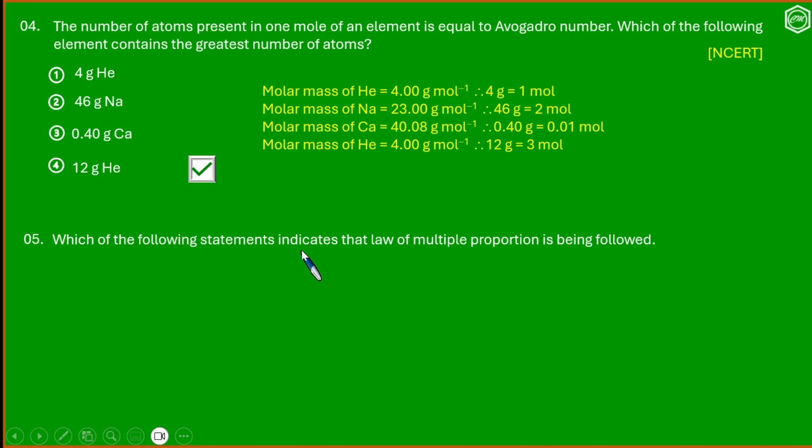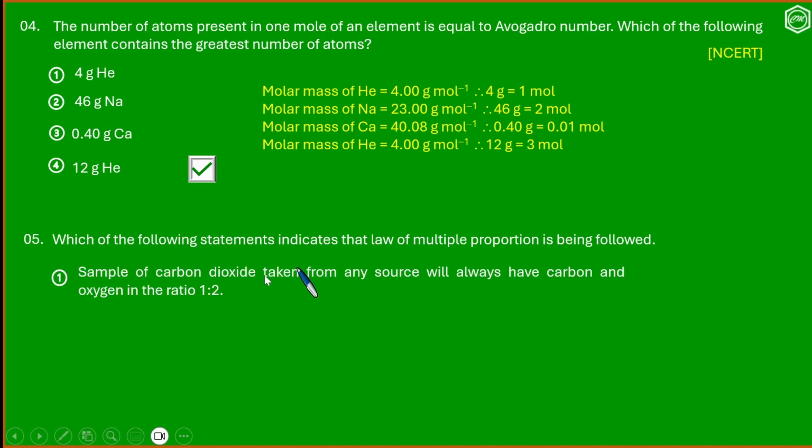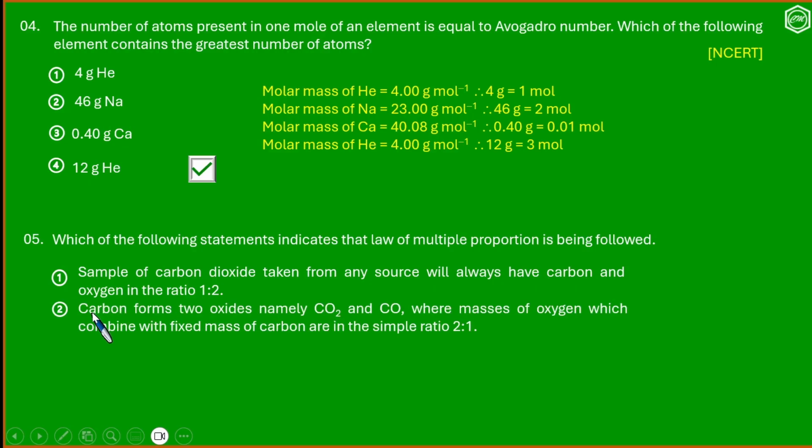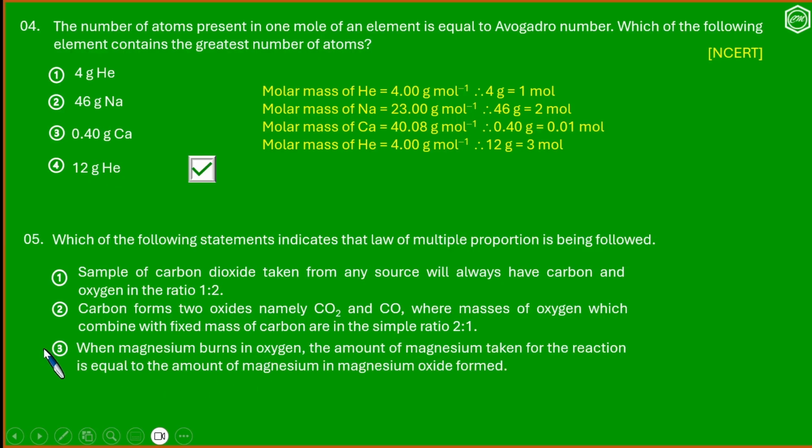Which of the following statements indicates that law of multiple proportion is being followed? 1. Sample of carbon dioxide taken from any source will always have carbon and oxygen in the ratio 1:2. 2. Carbon atoms form two oxides, namely carbon dioxide and carbon monoxide, where mass of oxygen which combine with the fixed mass of carbon are in the simple ratio 2:1.